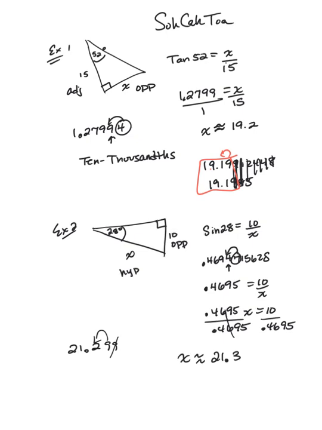Okay, so I did a tangent problem. I did a sine problem. Okay, let's do a cosine problem, huh? Example 3. So let's say this angle is 35 degrees. We'll make this 50 and we'll call this x. Okay, this is going to be a cosine problem because this is adjacent, this is hypotenuse.